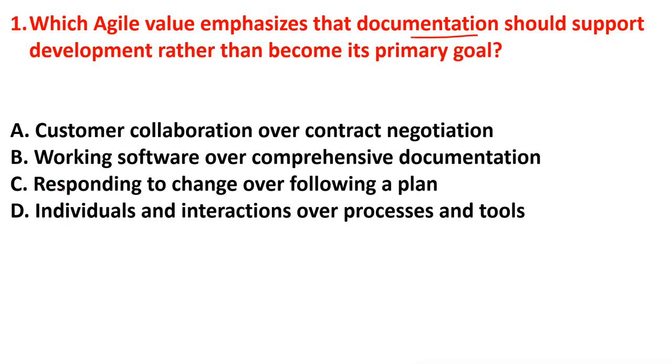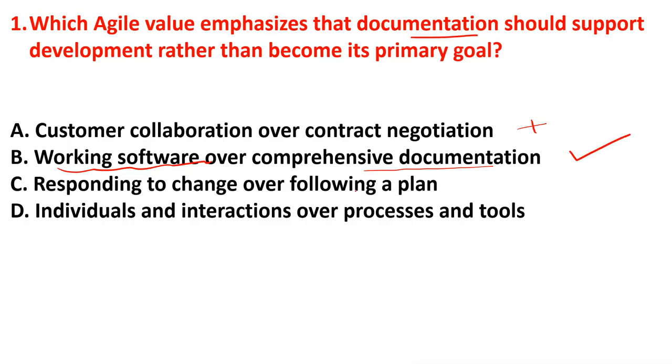So which one is the correct answer? Customer collaboration over contract negotiation, right? No, this is not the best choice. Working software over comprehensive documentation. See here, it emphasizes that documentation should support, meaning still valuable, rather than become its primary goal. Our primary goal is working software, so this is the best choice.